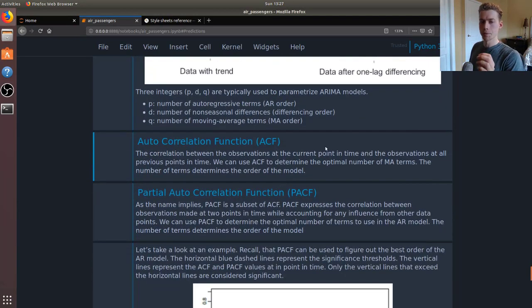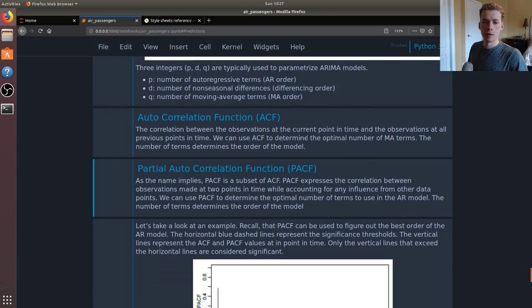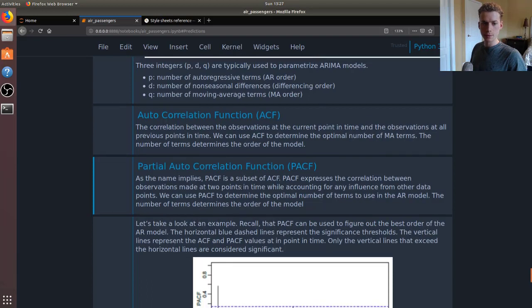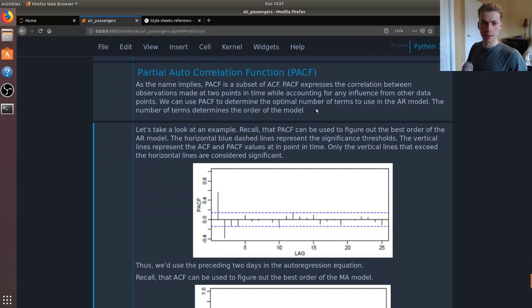Okay. So on that note, we can use tests to figure out the optimal number of terms to use in our equation. One of these tests is the autocorrelation function, and this will give you the optimal number of MA terms, so moving average terms. And then we have the partial autocorrelation function, which will give you the optimal number of autoregressive terms. Let's highlight that with an example.